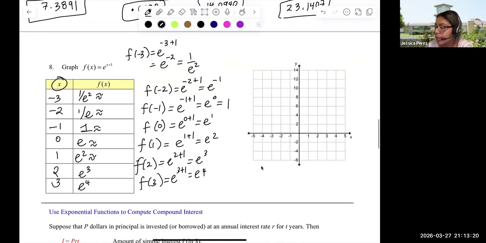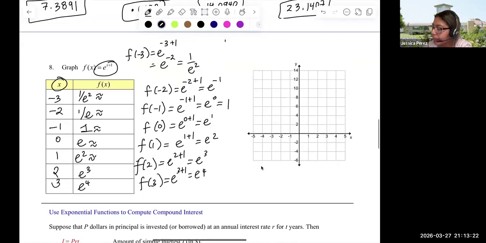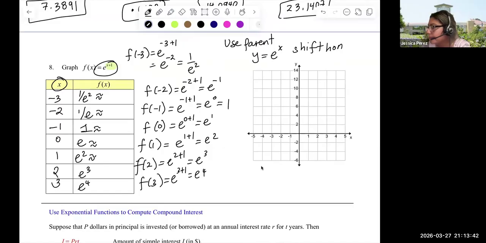So what we can do is we can use the parent function, y equal e to the x, and then shift. Because if it's a plus 1 on the inside, it's going to be a horizontal shift to the left. So we're going to shift horizontally 1 unit to the left. Or we can graph the points.